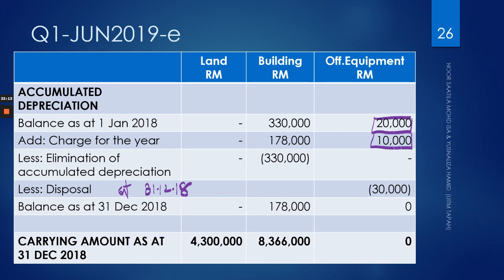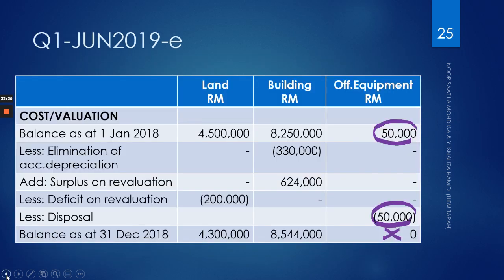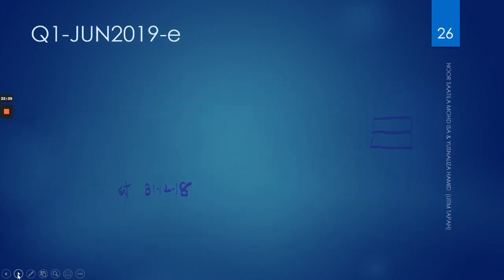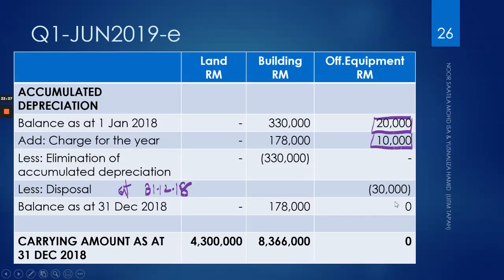So when you eliminate the depreciation, that leaves the balance of 0. Why? Because there is no more asset for you to depreciate for your office equipment. And the carrying amount is now 0. Why 0? Cost is 0. The balance as at 31st December, the cost is 0. If you can check here, no balance. And now the accumulated depreciation is also nil, or no balance. So with that, your office equipment has 0 balance. So make sure you do this correctly. Make sure you understand this correctly.